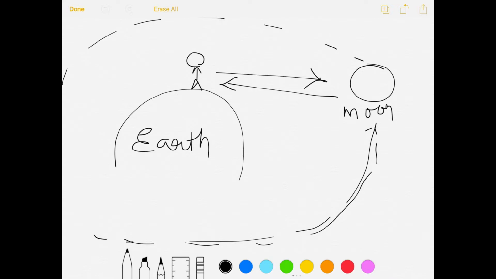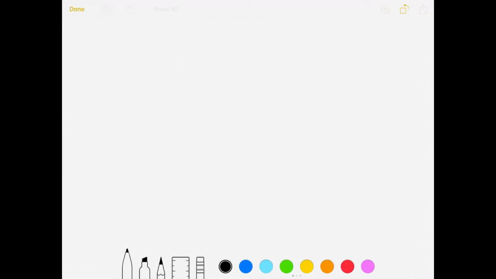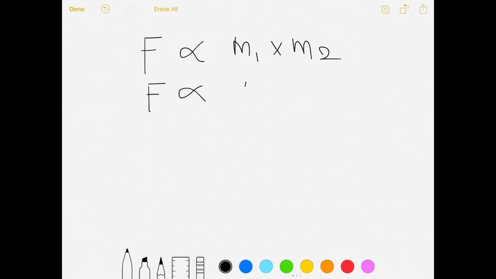In the previous video, we were talking about the universal law of gravitation that is given by Newton. Let us have a small recap of that law. The law says that every object, every particle in the universe attracts every other particle, right? The force of attraction between them is directly proportional to the product of their masses, and inversely proportional to the square of the distance between their centers.